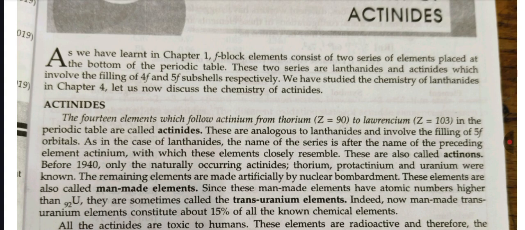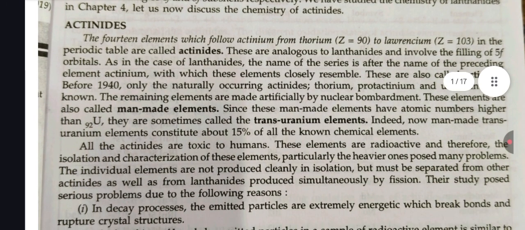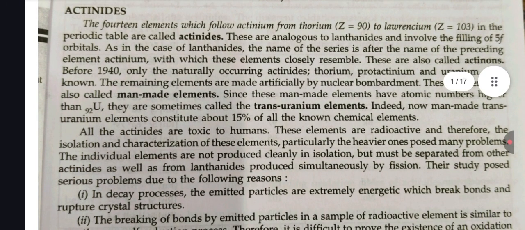We have studied the chemistry of lanthanides in chapter 4. Let us now discuss the chemistry of actinides. Actinides, the 14 elements which follow actinium, from thorium to lawrencium in the periodic table, are called actinides. These are analogous to lanthanides, involving the filling of 5f orbitals. As in the case of lanthanides, the name of the series is after the name of the preceding element actinium, with which these elements closely resemble. These are also called actinones.